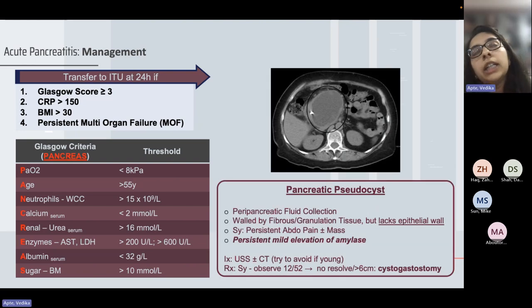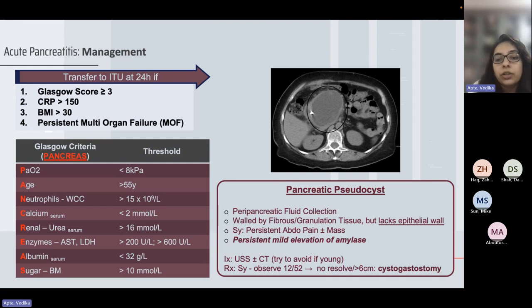Now, after the episode of pancreatitis resolves, some people may have a pancreatic pseudocyst develop, which is essentially a collection of fluid in the pancreas, and it's walled by fibrous or granulation tissue, but it lacks an epithelial wall. The way a patient may present is just persistent abdominal pain, and you can feel a mass when you examine them. The amylase will persistently be elevated, but very mildly, not enough to give a diagnosis of pancreatitis.